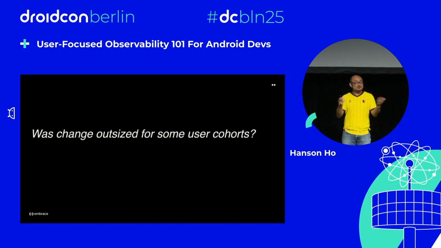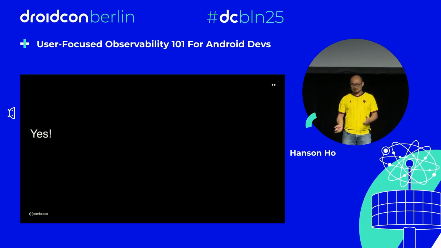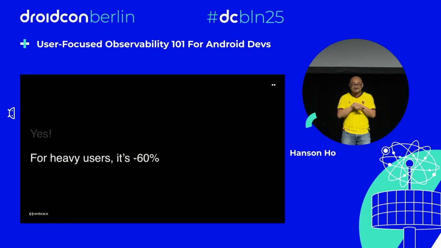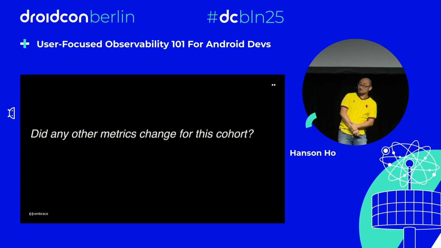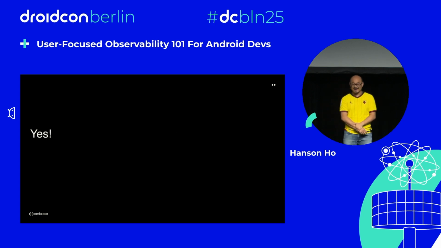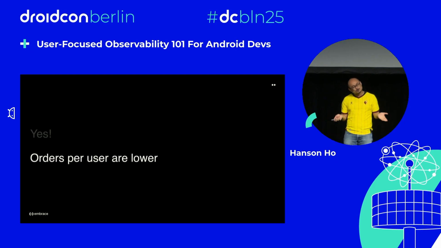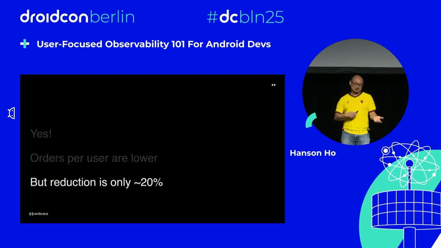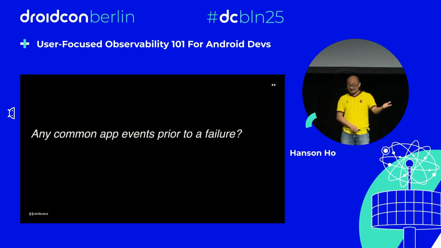And was this change outsized for some cohort? You can start slicing and dicing, and yes, you found that for heavy users, it's down not just 25%, it's down 60%. Whoa, I didn't know this was that big. Did any other metrics change for this cohort? Yeah, they did. Orders per user are lower, but not quite as low, only about 20%. So people are failing more often, but they're still ordering more than the failure. What's going on? Are there other common app events that happened prior to the failure?